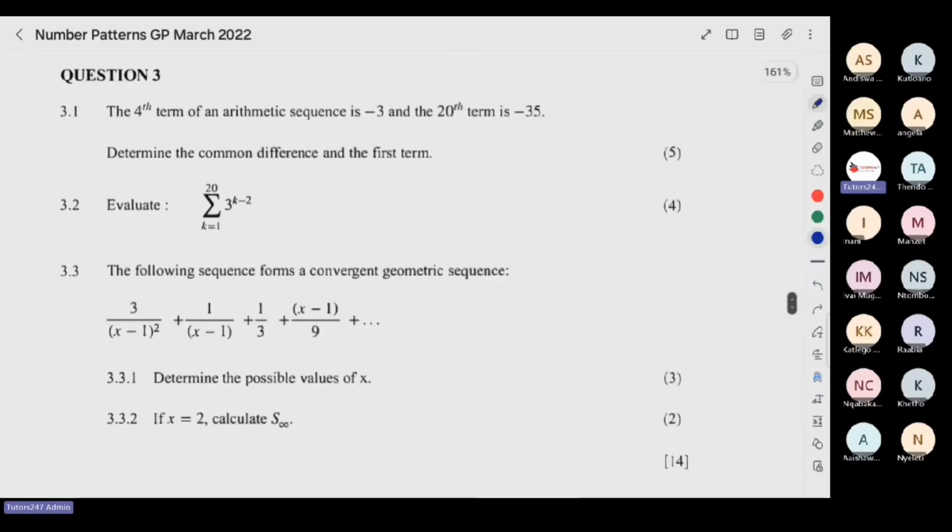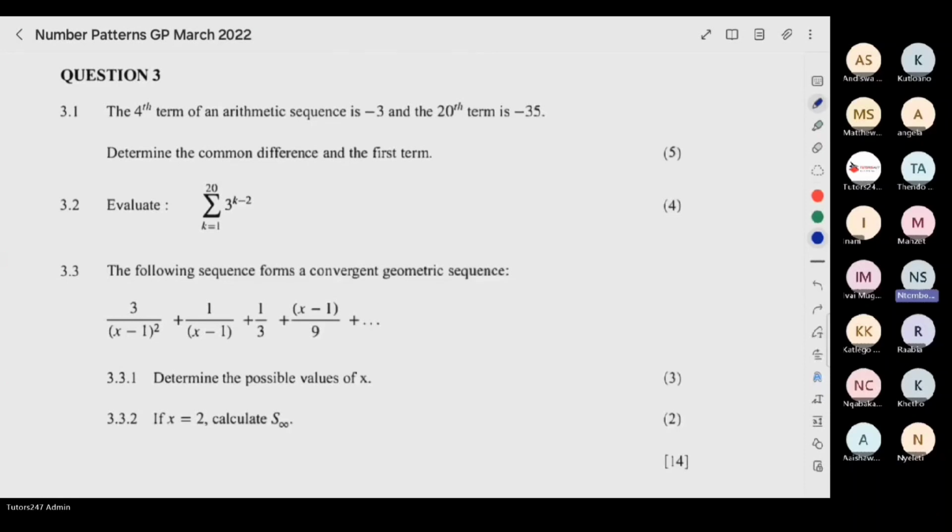Question 3.2. Are we doing that or skipping? We're doing it. How would we start? We went through this last month when we did sequences and series in both of the classes. So what's our first step to evaluate the sigma? Who can tell me? We have to expand it, sir. How would we expand?